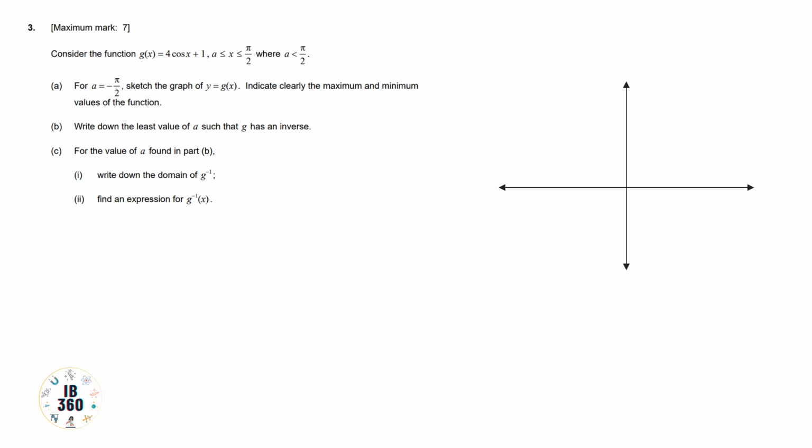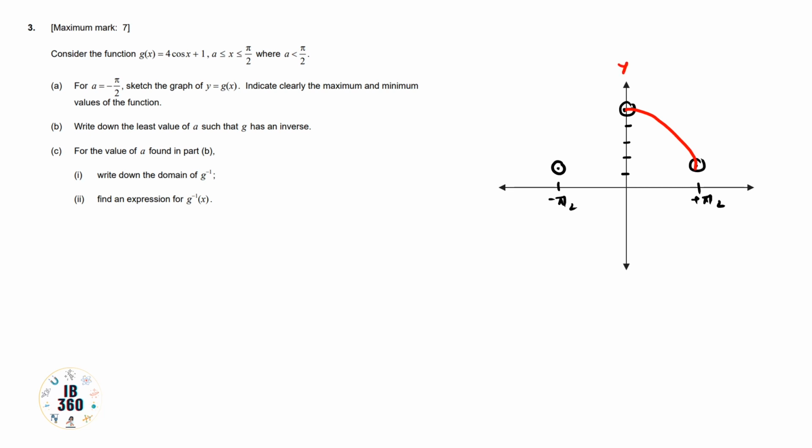Write down the domain of G inverse. So again, we are drawing the inverse function that we have used. This is minus pi by 2 and this is plus pi by 2. We get a minimum and a maximum here, but this portion we cannot take for the inverse. So as the inverse exists, we will only take this particular portion.